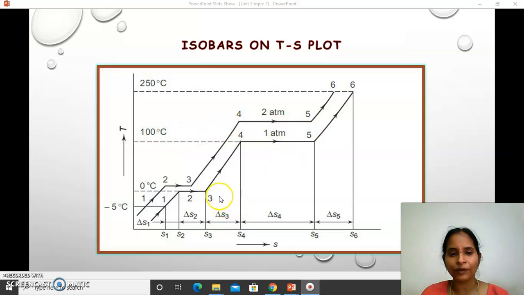Compared to the PV diagram, in the TS diagram you can understand how ice is converted to vapor and what changes you can make there. In the PV diagram you saw the constant pressure lines; here also there are constant pressure lines, but there pressure was on the y-axis, and here temperature is kept on the y coordinate. They have drawn up to 250 degrees Celsius, and the x-axis clearly shows how the entropy has changed.